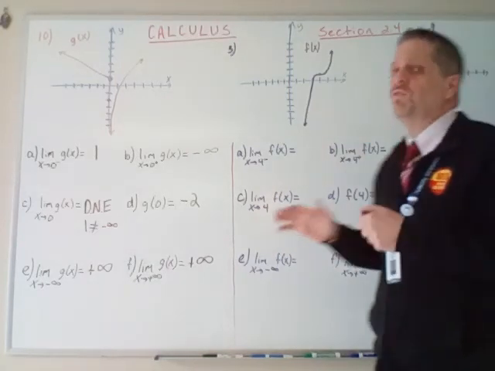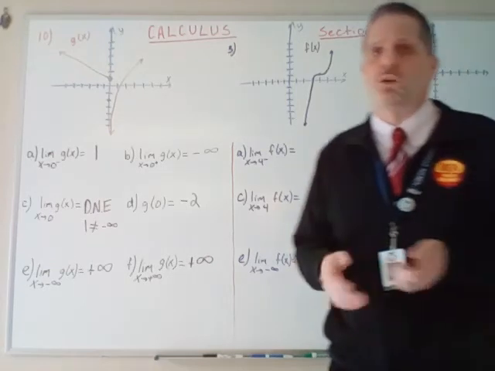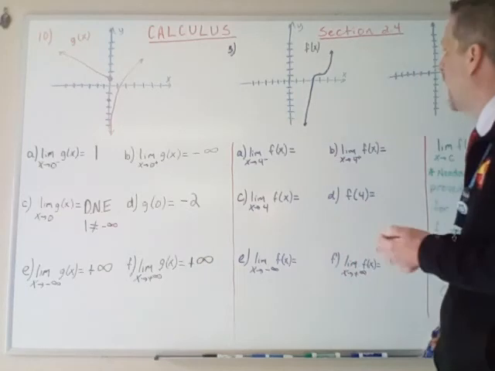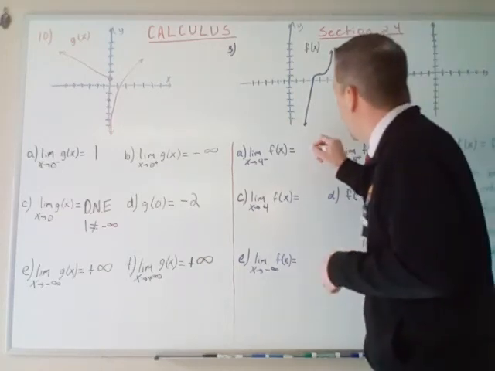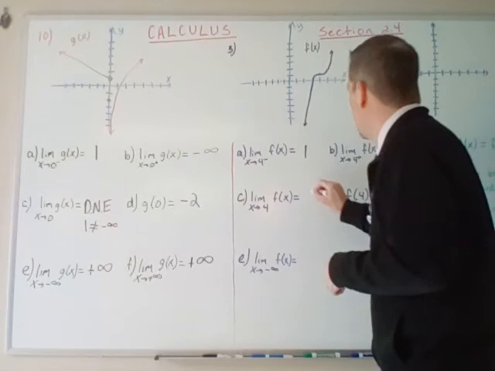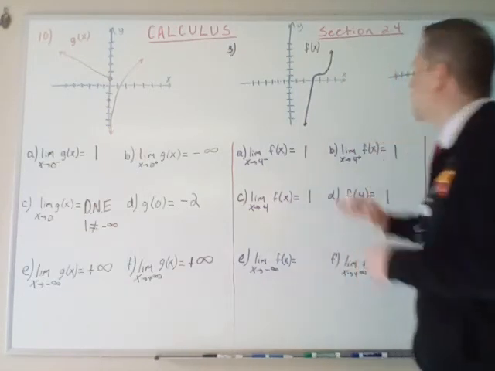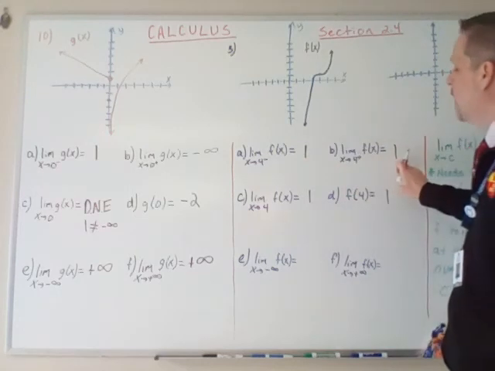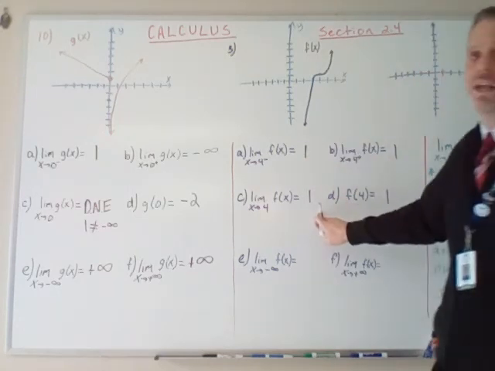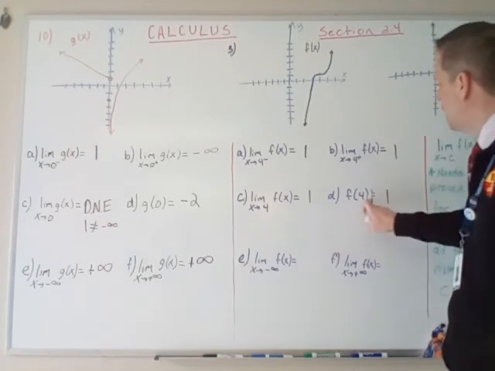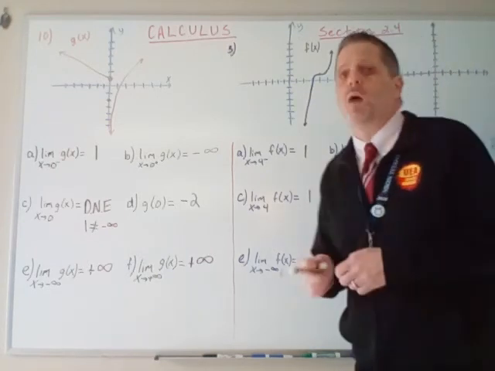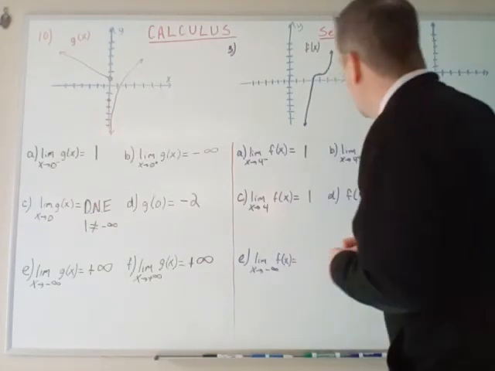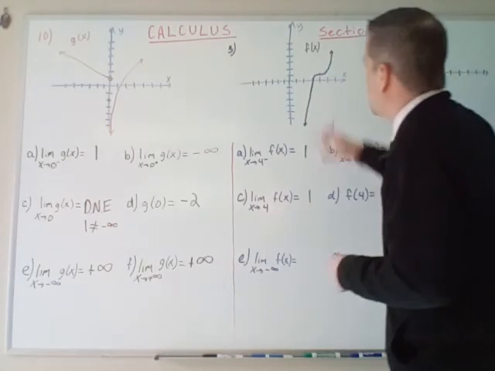Now, because this function is continuous everywhere, all 4 of these parts are the same number, and they are 1. 1, 1, 1, 1. We've got the left side limit is 1. We've got the right side limit is 1. We've got the double side limit is 1. And we've got the function at 4 is also 1. Now what that tells us is that this function is continuous at 4. And as I've already discussed, this function is continuous everywhere.